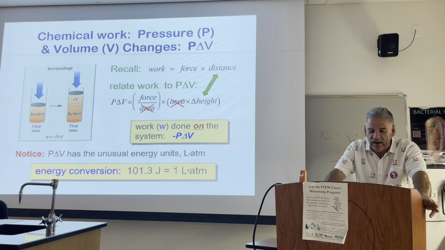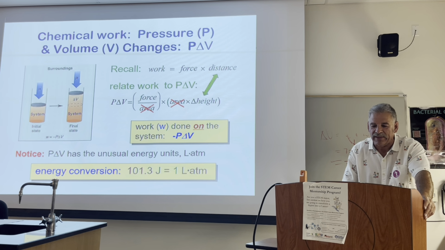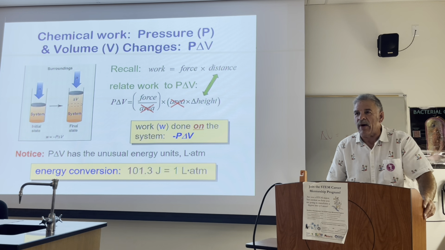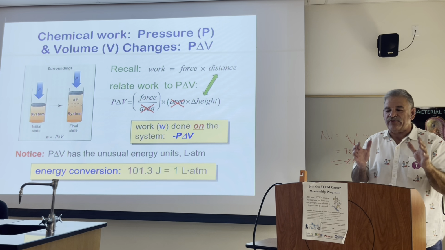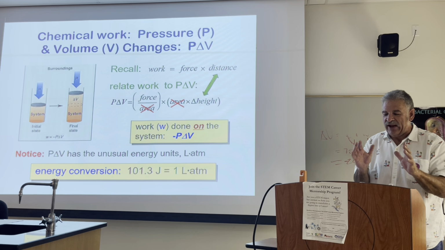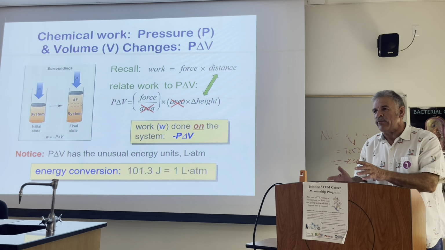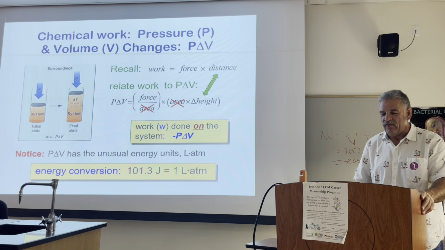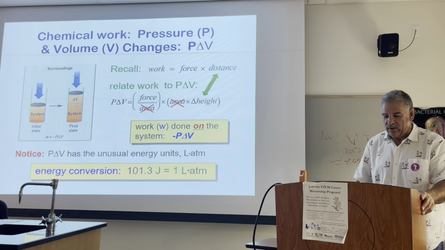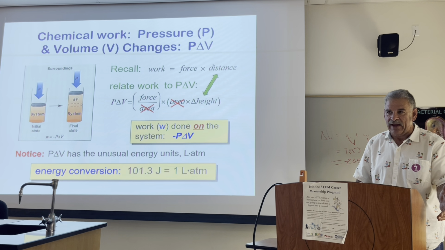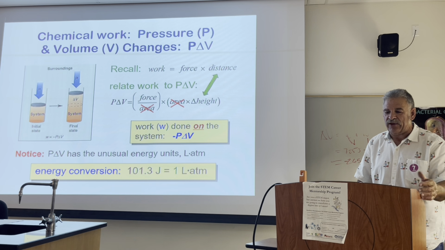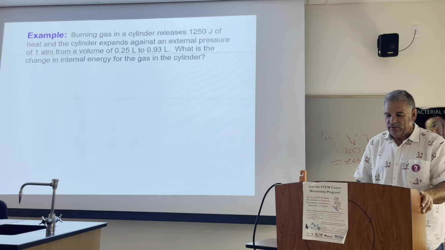P delta V has the unusual energy units, liter atmospheres. So the energy conversion is 101.3 joules equals 1 liter atmosphere. If you have a pressure and a volume change, this is how you solve for work. And if it's work only, you don't have to add Q because Q is 0. If there's a Q, you add the Q to it to get the total change in energy.